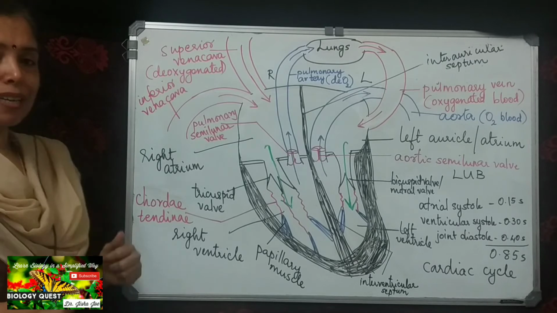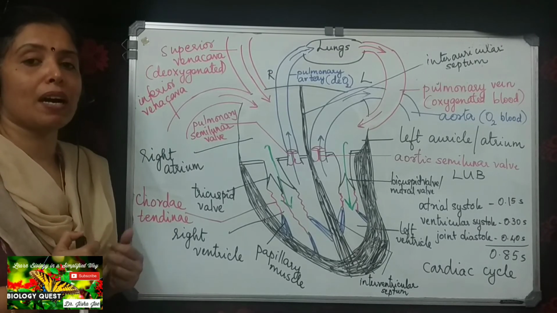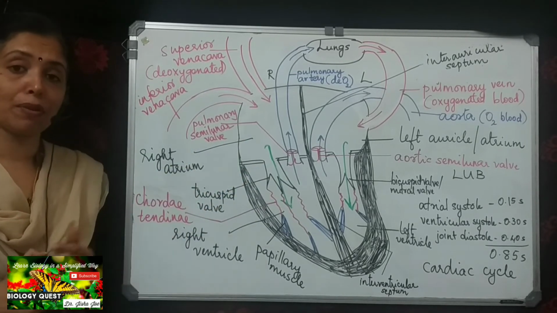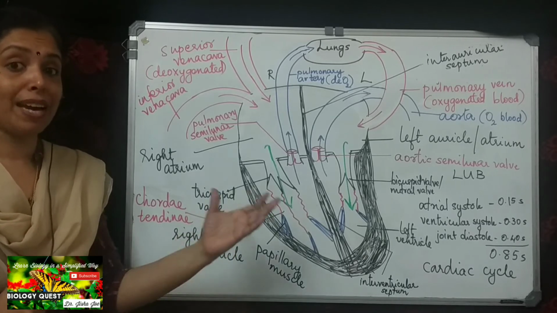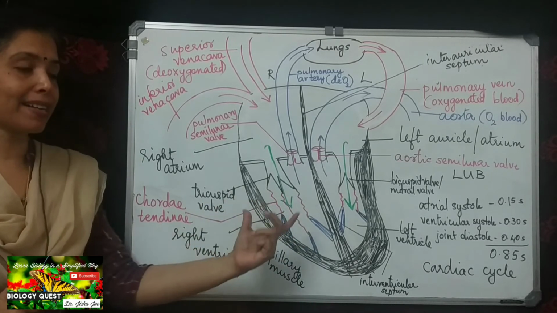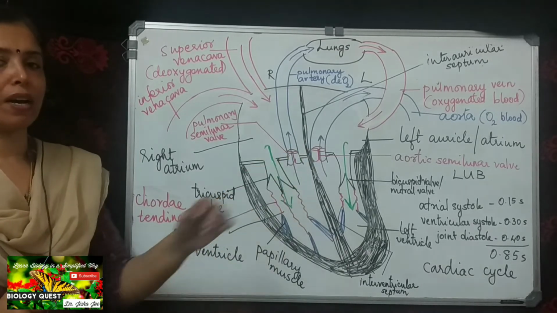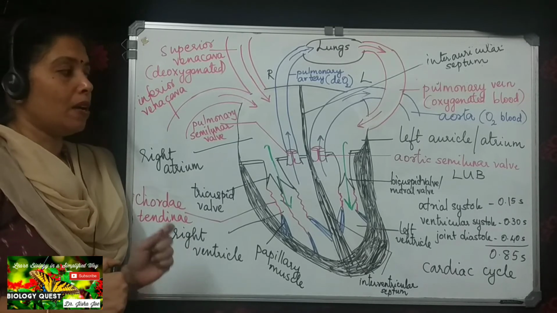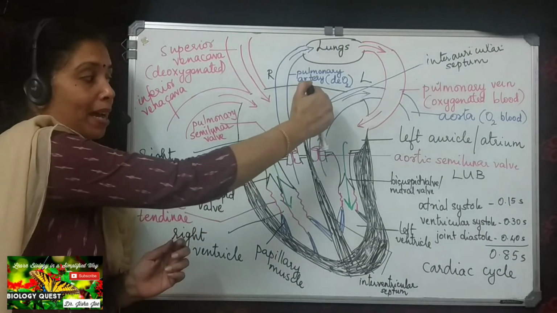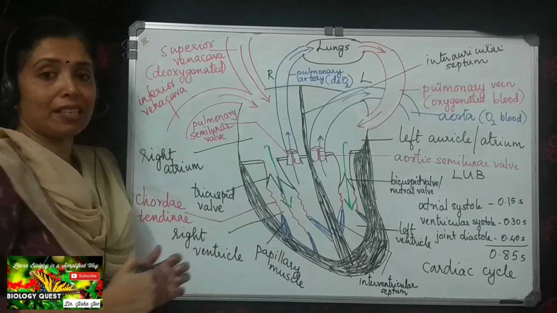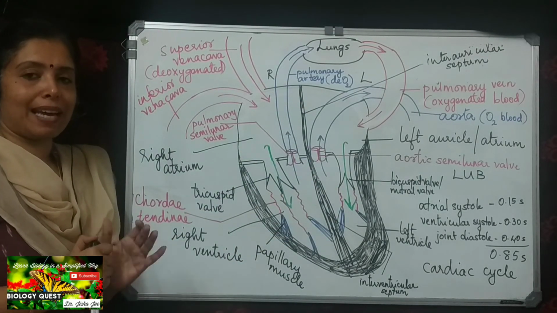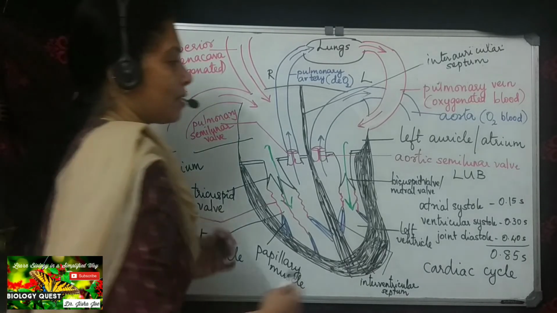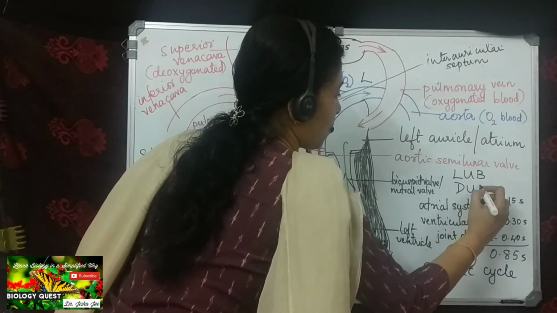Now the second sound occurs when the semilunar valves get closed. When do the semilunar valves get closed? It is during ventricular diastole. During the relaxation of the ventricles, the semilunar valves get closed. So at the beginning of ventricular diastole, to prevent the backward flow of blood into the ventricles, the semilunar valves get closed. The closure of the semilunar valves produces another sound which is called the dub sound.